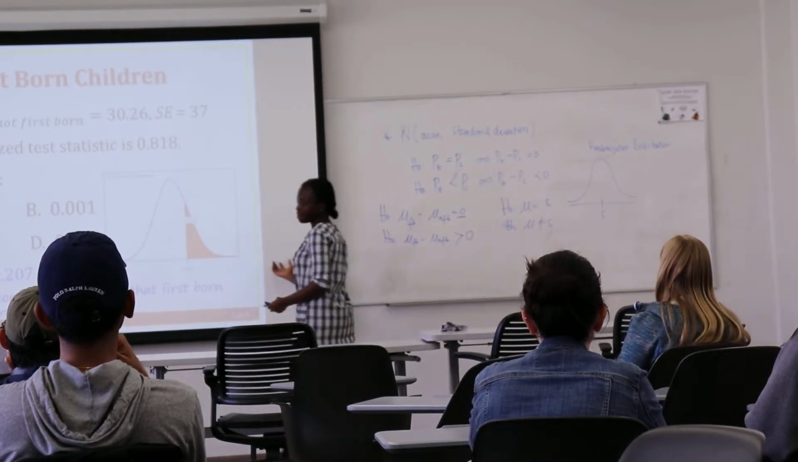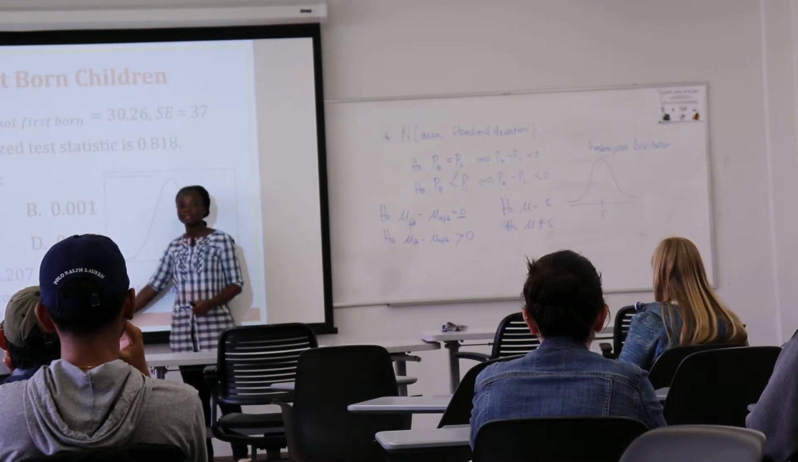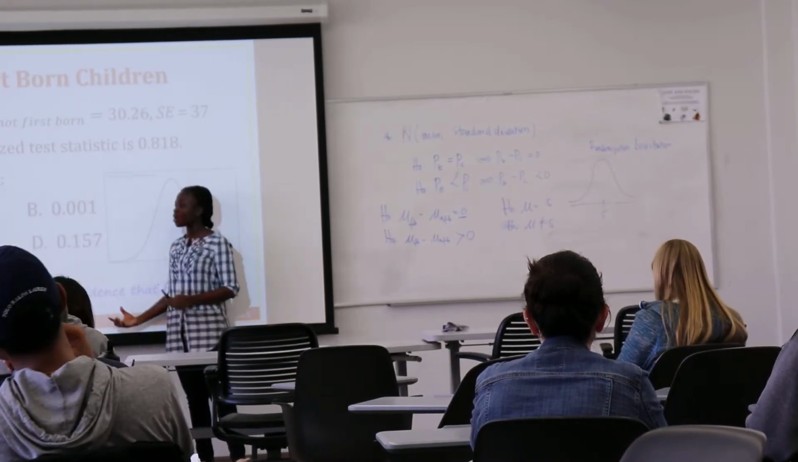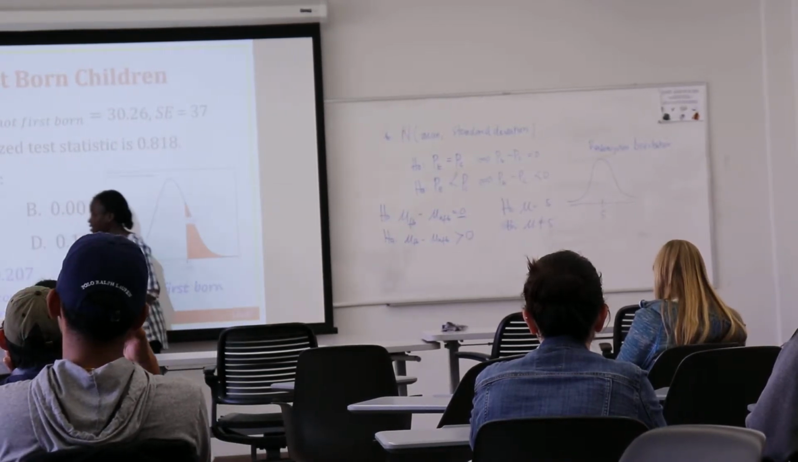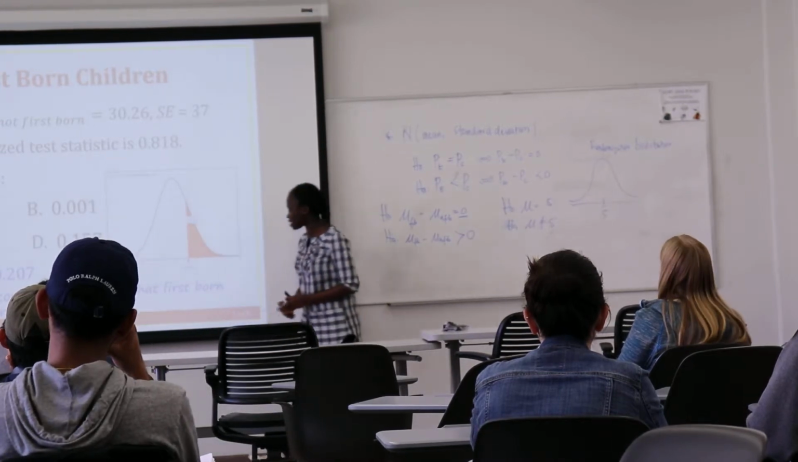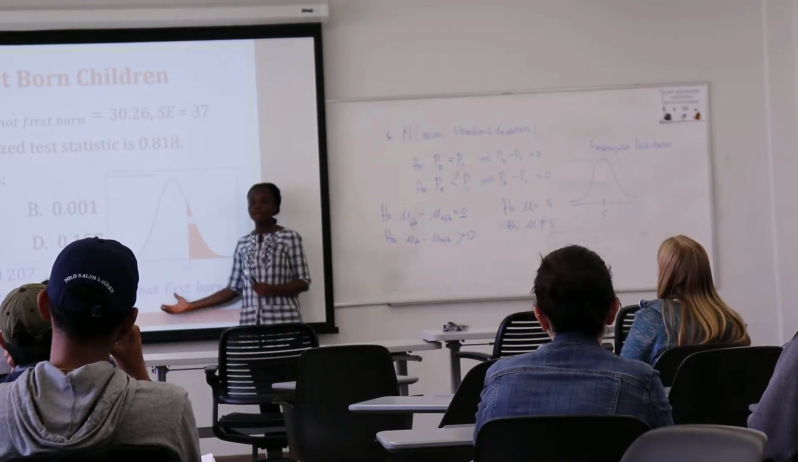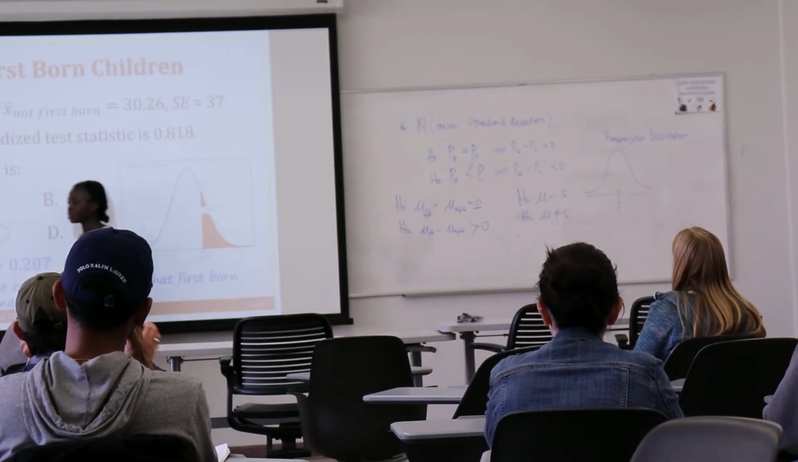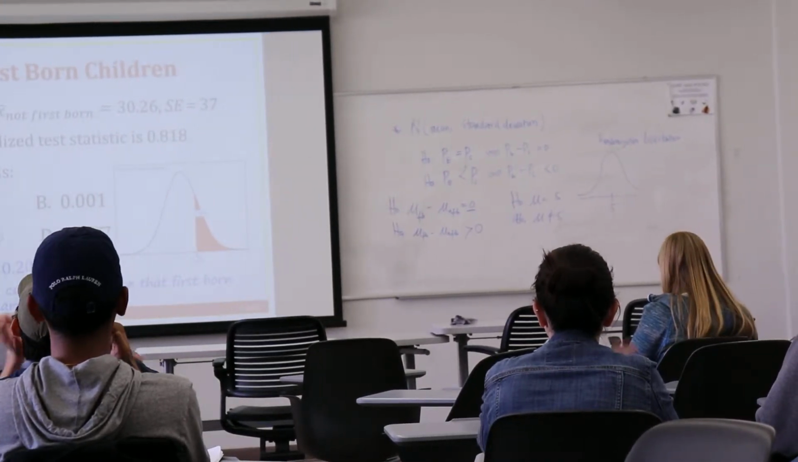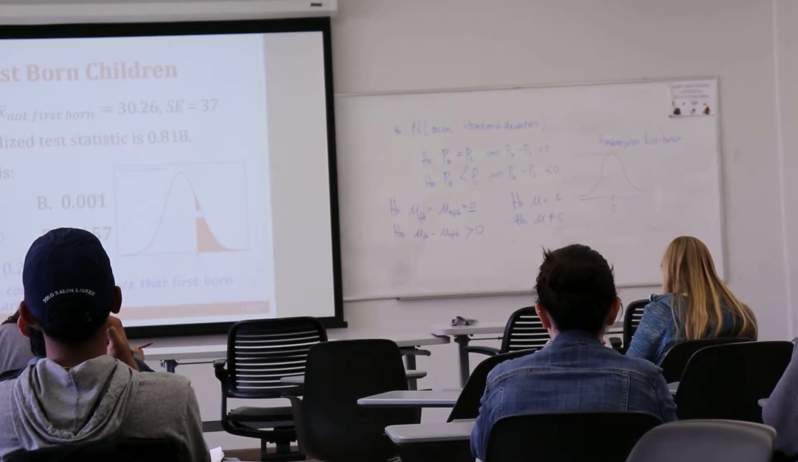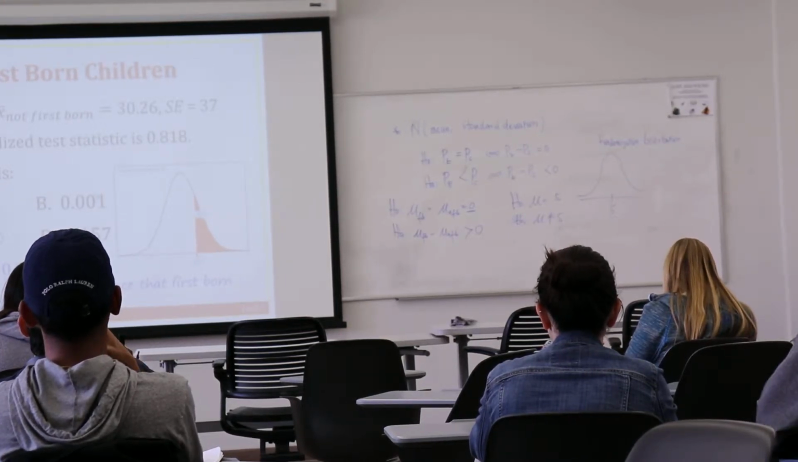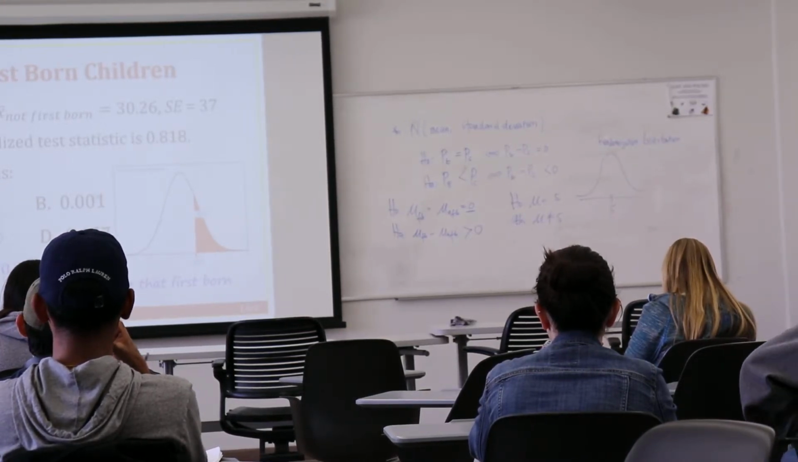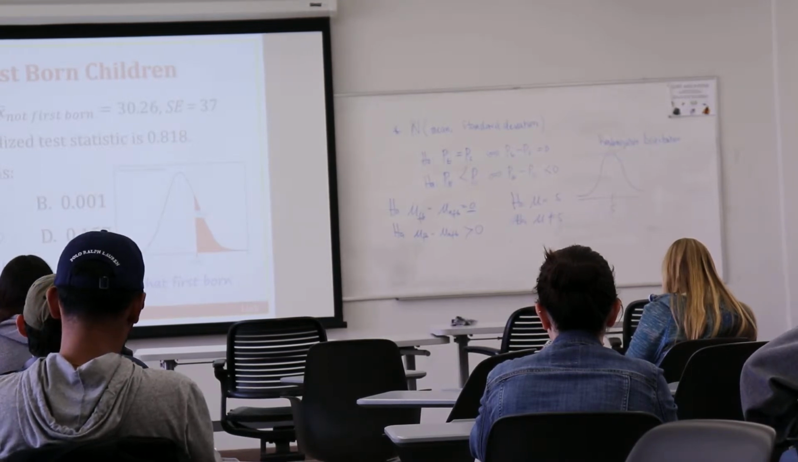So, given the p-value, we come up with our decision and what? Conclusion. Like we always do. So in this case, it says we do not have convincing evidence that firstborn children are smarter. Because why is it saying we do not have convincing evidence? Why? Why are we making such a conclusion?